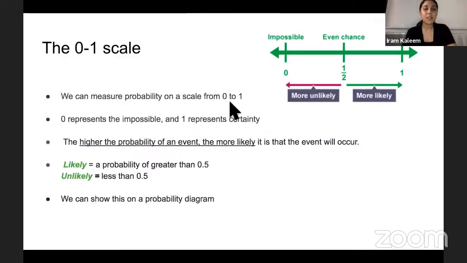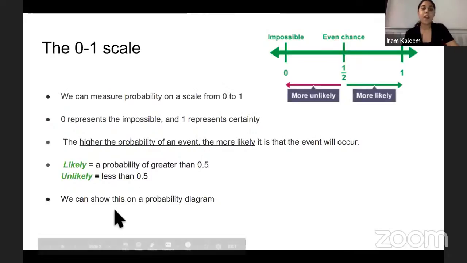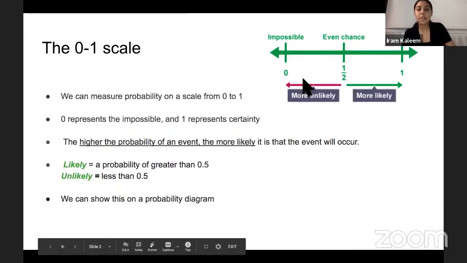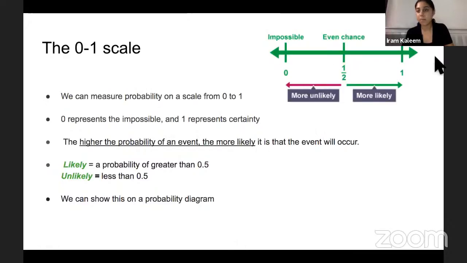We measure probability on a scale from 0 to 1, as we said. If it's lying on this side of the scale, it's more unlikely. And if it's lying on this side of the scale, the probability is more likely. So 0 represents the impossible and 1 represents certainty. Remember, we said that the higher the probability of the event, the more likely it is that the event will occur. And anything that we say is likely has a probability of greater than 0.5. Anything unlikely has a probability of less than 0.5. And we can mark this on a diagram like so.